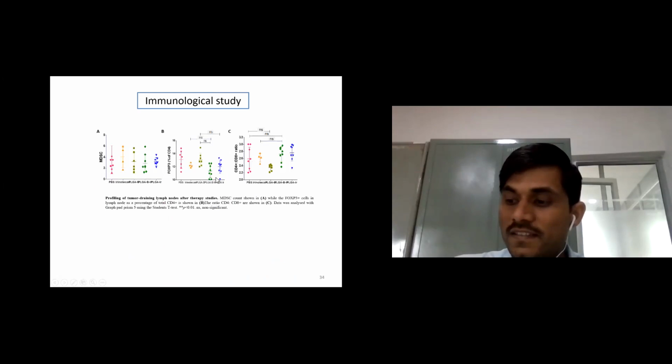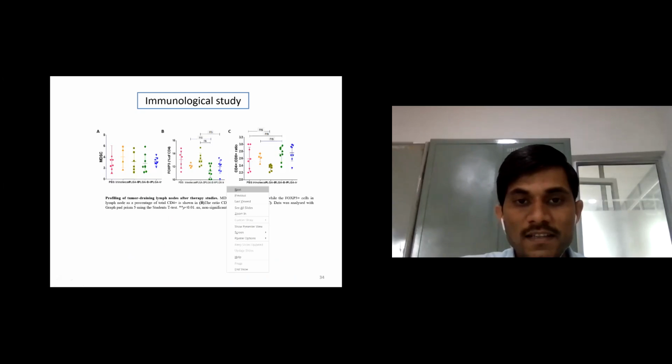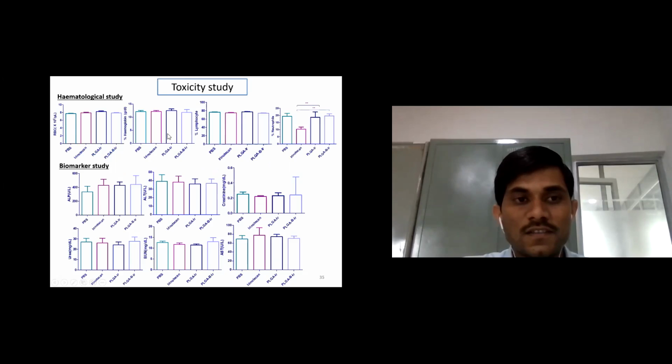In the immunological study, we have to check how these nanoparticles interact with the immune system. For this, MDSC, myeloid-derived suppressor cells, FOXP3, and CD4 to CD8, which we calculated from the spleen of these mice, and we have observed no statistically significant difference for these parameters, which indicates there is no interaction of these nanoparticles with the immune system.